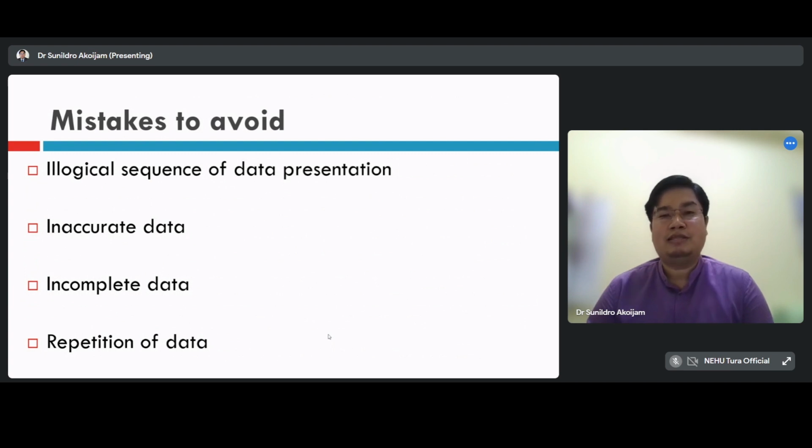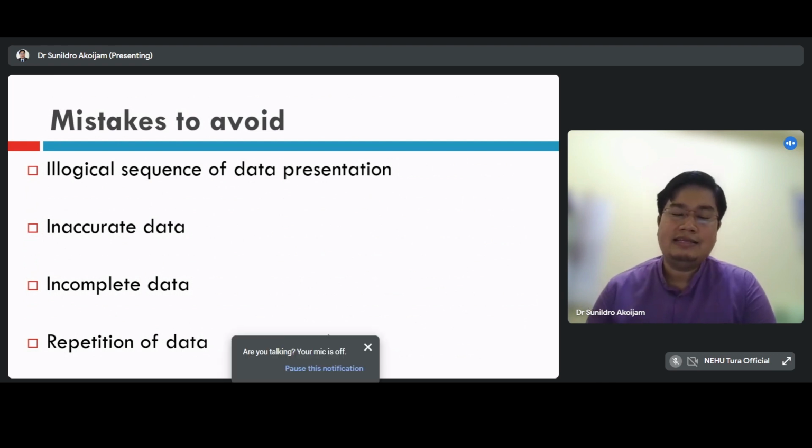Okay, then the repetition of data. This is something that you should avoid. There are many times when young researchers keep on repeating the data in different elements. This kind of thing you should avoid. So these are some of the important mistakes that you should avoid while writing a paper, because you always have to remember that the editor and the reviewers are experienced people and they know everything in terms of how to write a paper. So they consider all these mistakes while evaluating your paper for acceptance in a particular journal. So these are the common mistakes that you should avoid.